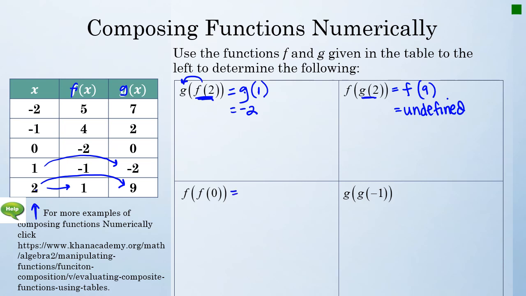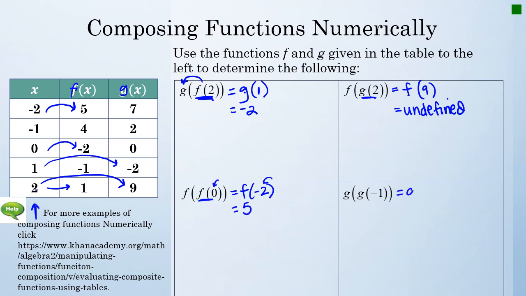Okay, let's look at this next one, f of f of 0. So first, let's figure out when I input 0 into f, what gets outputted. So when I put 0 into f, -2 is output. Well, now I go to f again, and I'm inputting -2. So when I input -2, f outputs 5.